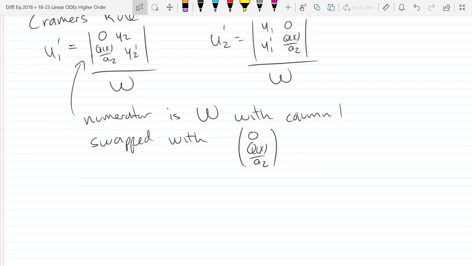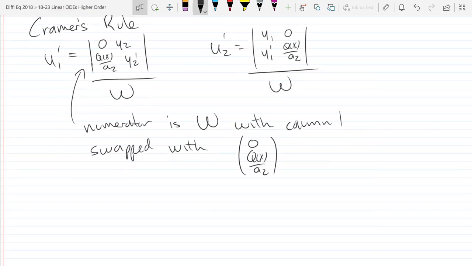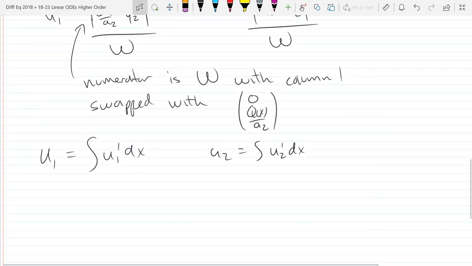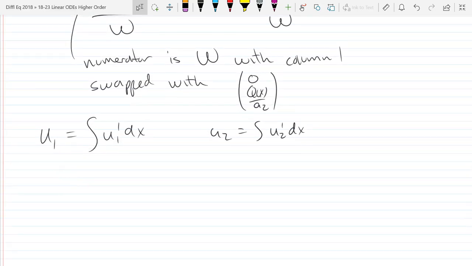Now what happens if you have degree more than 2? Oh, we should finish off. That was just U1 prime. How would you recover U1 from U1 prime? Just take an integral. In our variables, it would be in dx. So the integral of u1 prime dx, and then u2, same thing. So that's u1 and u2. And when you do this, you can omit the constants of integration.